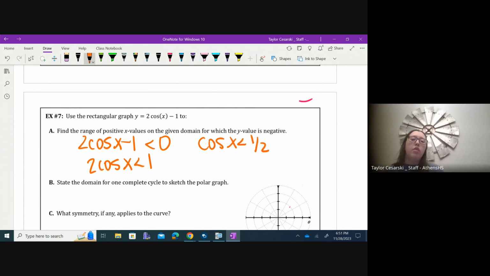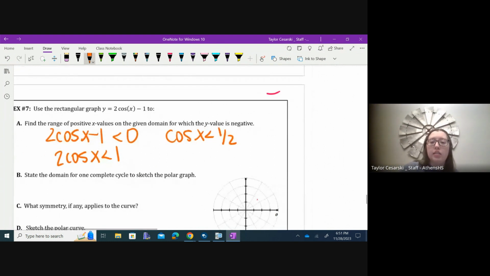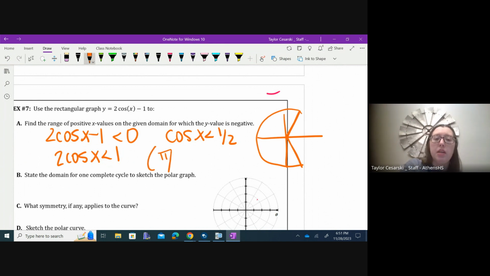So when I solve this, I get cosine of x is less than 1/2. Well, where does it equal 1/2? At pi over 3 and at 5 pi over 3. Everywhere between those values, it's less than that. Okay, so that would be my answer for this. Think about in quadrants 2 and 3, it's definitely less than 1/2 because it's negative there.